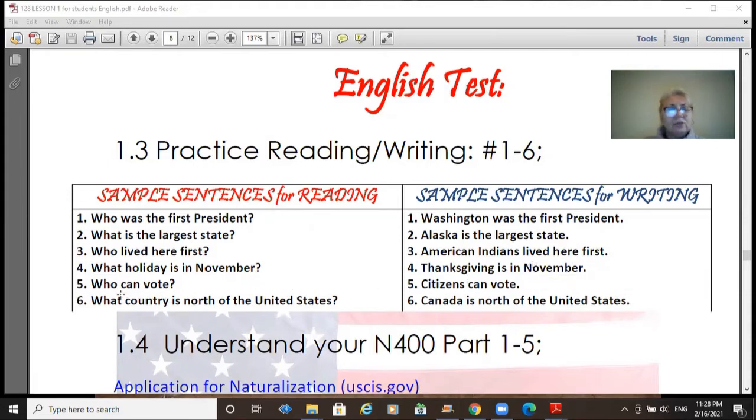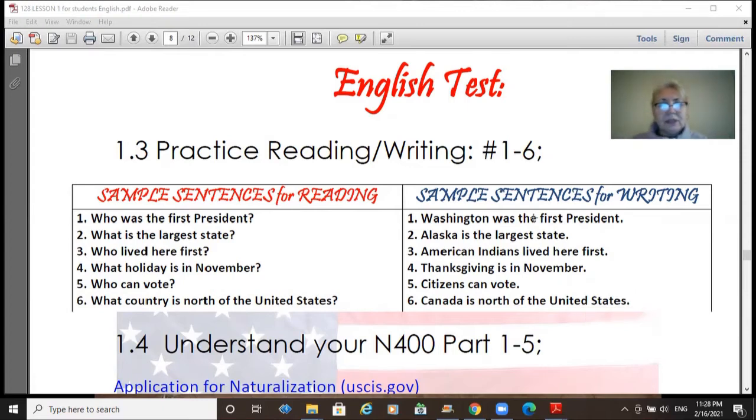Number 5 for reading, who can vote? Number 5 for writing, citizens can vote. Number 6 for reading, what country is north of the United States? Number 6 for writing, Canada is north of the United States.